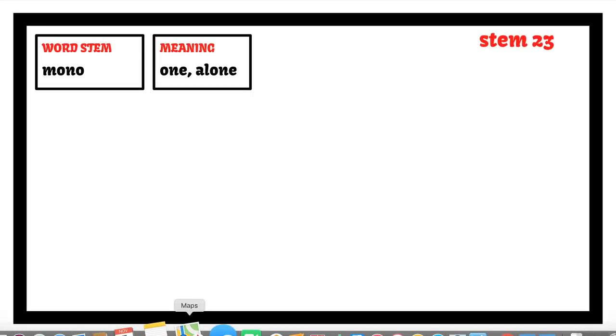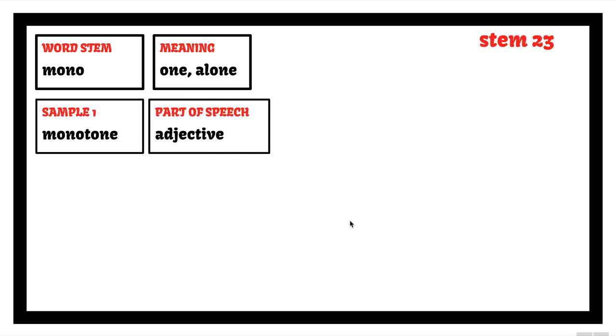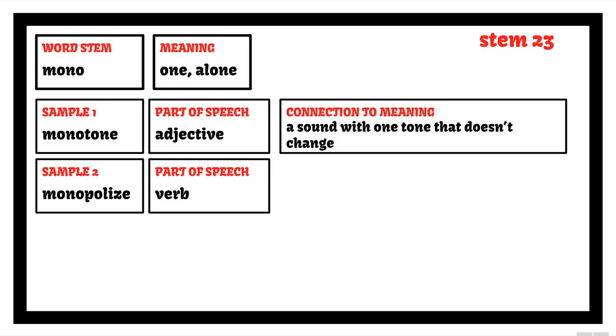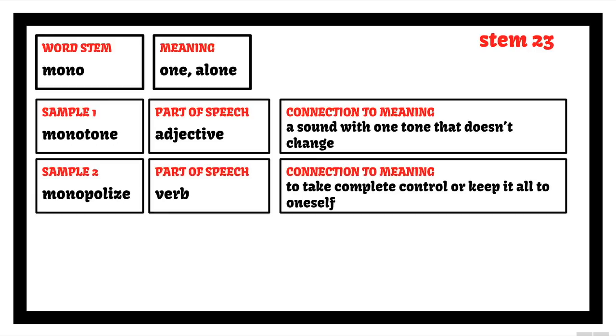On to stem 23, mono. Mono means alone or one. The first example of a word that uses mono is monotone, which is an adjective. It's a sound with one tone that doesn't change. Another example is monopolize, which is a verb. It means to take complete control or keep it all to oneself.